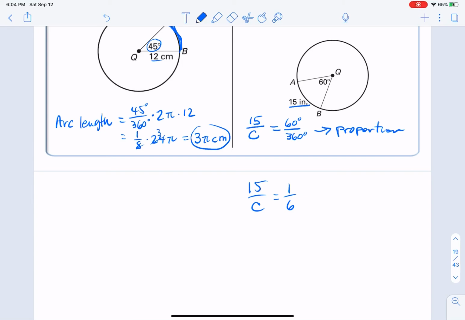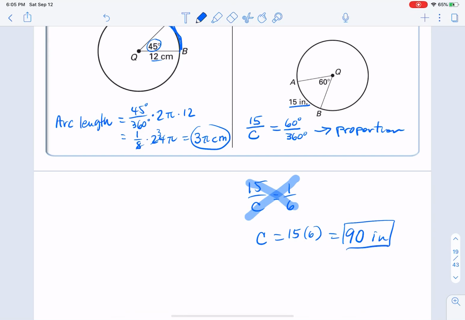So I'm going to rewrite this as 15 over C is equal to 1/6. And now whenever I go to cross multiply here, and set these cross products equal to each other, C times 1 gives me C is equal to 15 times 6. That would be 60 plus 30, I think, is 90 inches for the circumference.